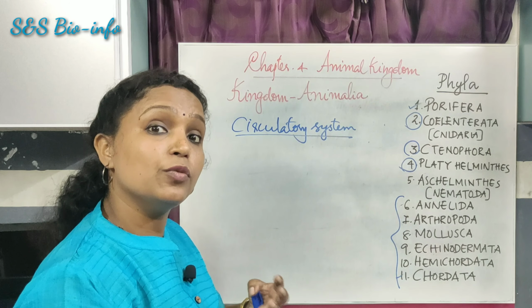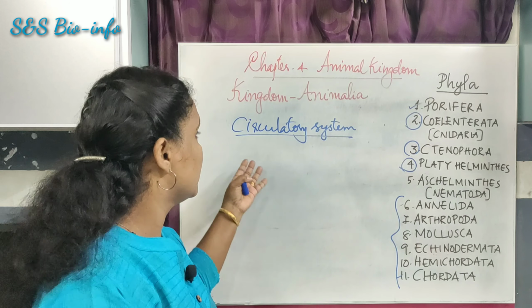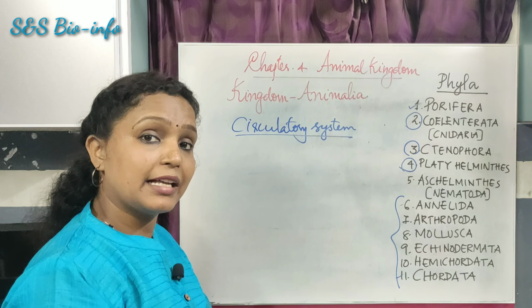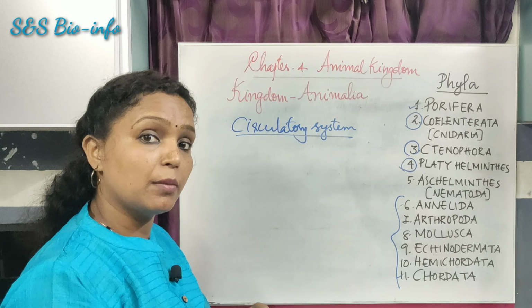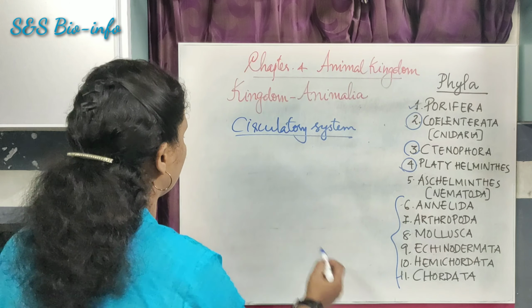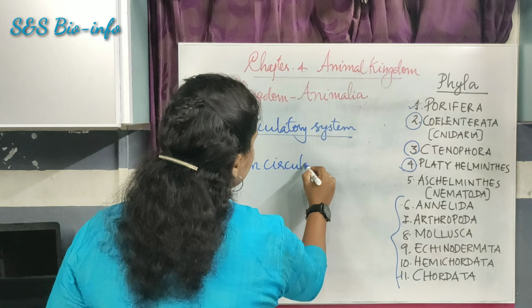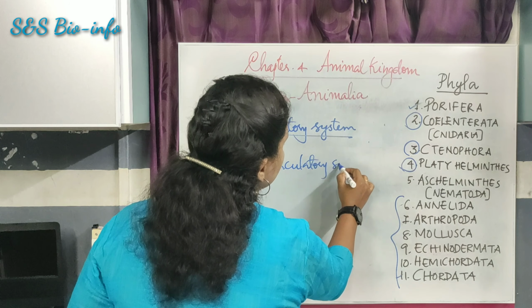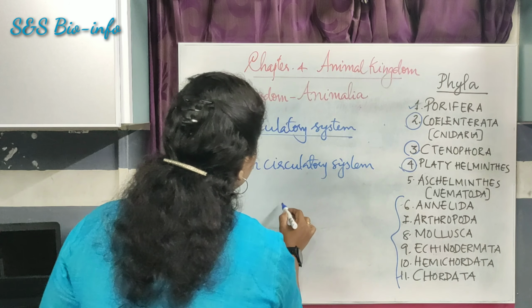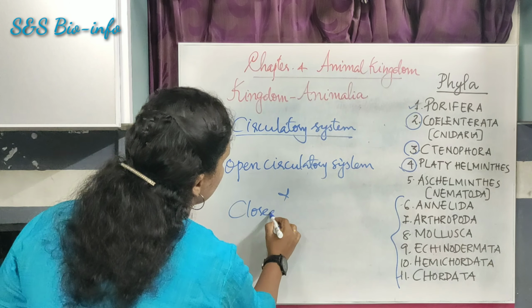They also exhibit variation or differences in the case of circulatory system. Some animals exhibit open circulatory system, some animals exhibit closed circulatory system.